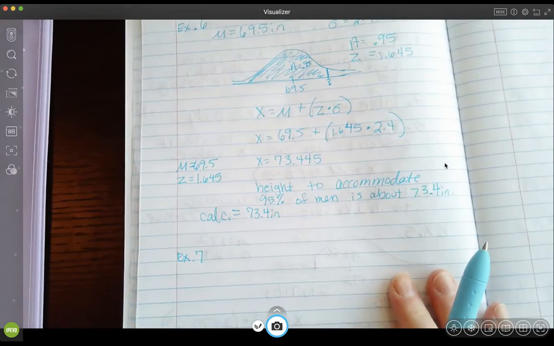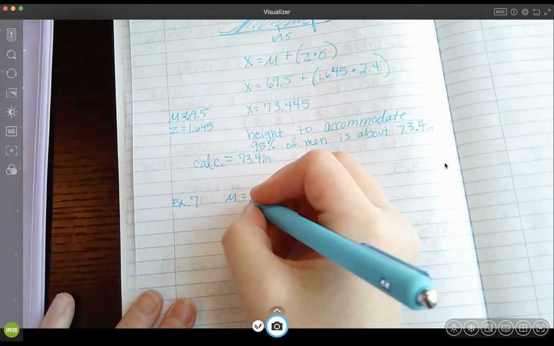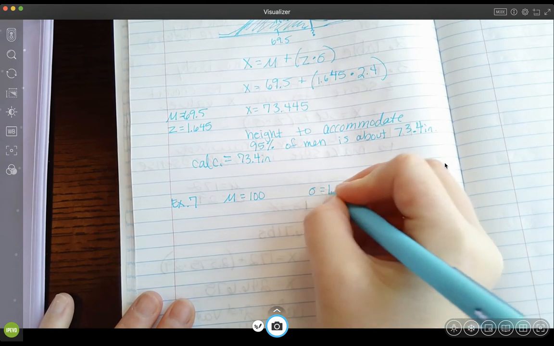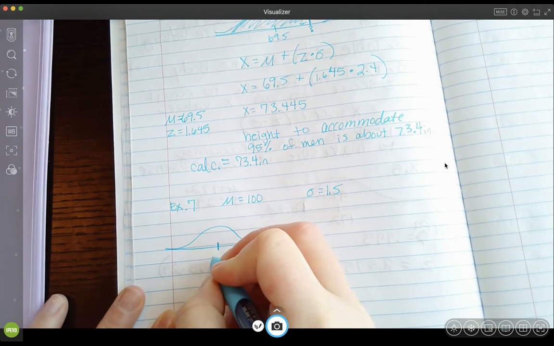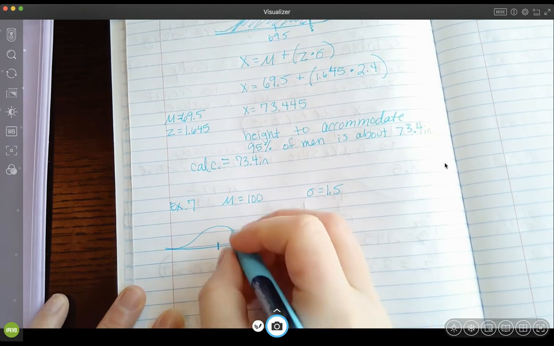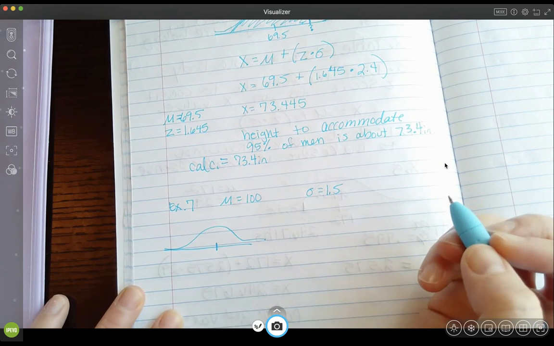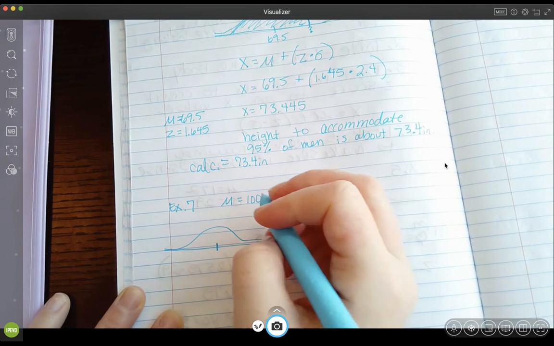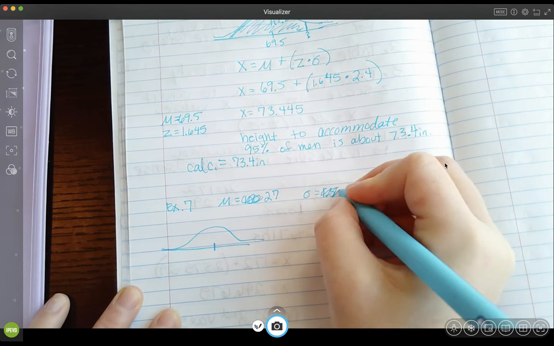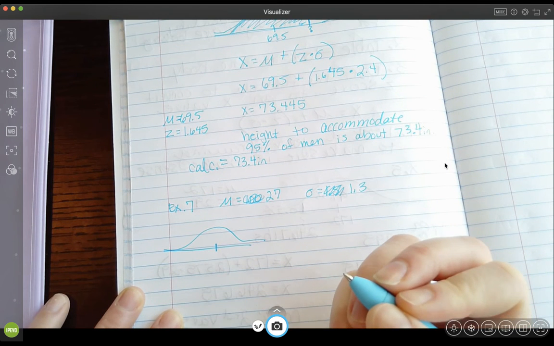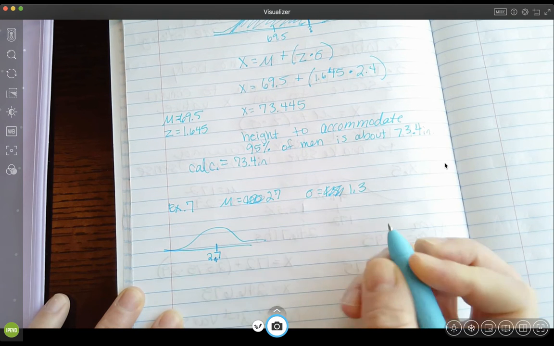So, example 7. I'm going to write down the important information. Mu is 100. Standard deviation is 1.5. It wasn't 100. I'm looking at the wrong one. Sorry. This was supposed to be mean 27, standard deviation is 1.3. I was looking at example 8 for some reason. So this is 27, not 2.7, 27.